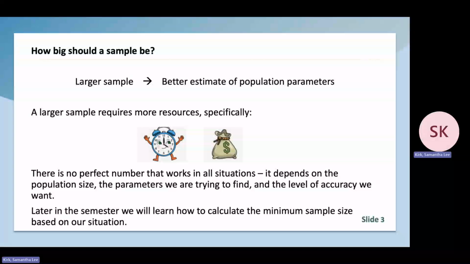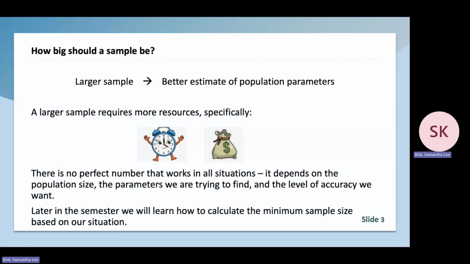And it turns out that there's no perfect number that works in all situations. It depends on how big your population size is. If it's very large, you would want a bigger sample. It also depends on what you're trying to find. Like if I'm trying to find a percentage, I have a formula that we're going to see later in this class that works for percentages, and I also have a formula that works for averages.